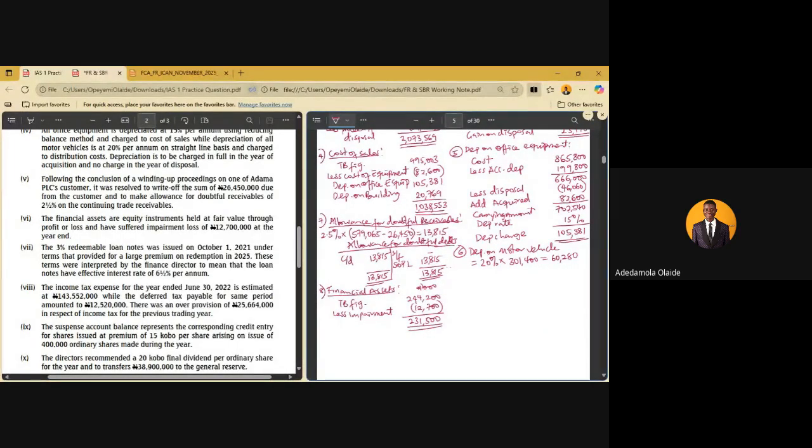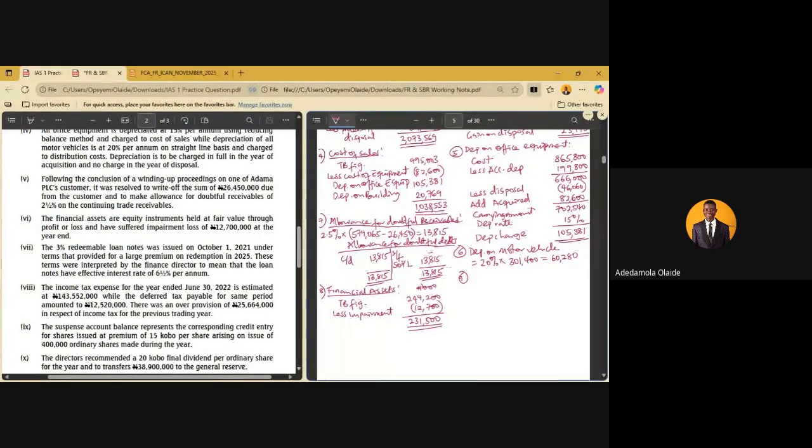We move to the next one. The 3% redeemable loan note was issued on October 1, 2021 under terms that provided for a large premium on redemption in 2025. These terms were interpreted by the finance director to mean that the loan notes have an effective interest rate of 6.5% per annum. For those of you that have done financial instruments, you will realize that when the effective interest rate and the nominal interest rate differ, it only means that we are shifting the interest we are supposed to pay to a later date.